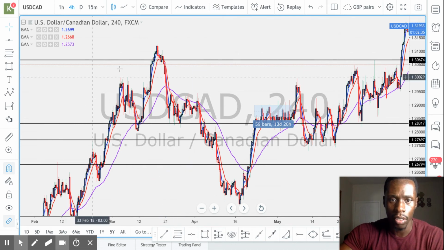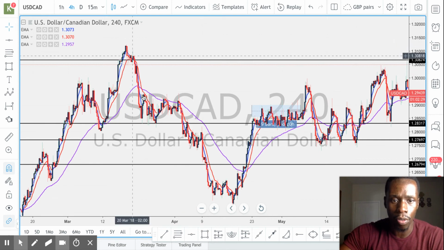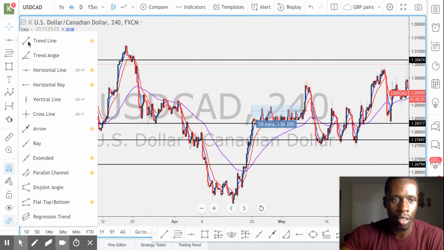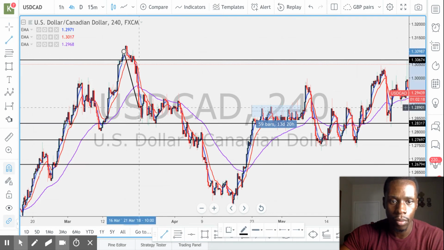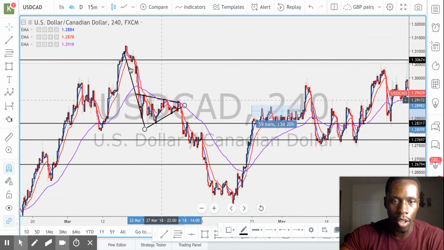And then, this is like a flag. Anytime that you see a bearish flag, you know that this is going to be a potential downtrend market. As you guys could see, if you use a trend line, this is what I like to call a bearish flag.